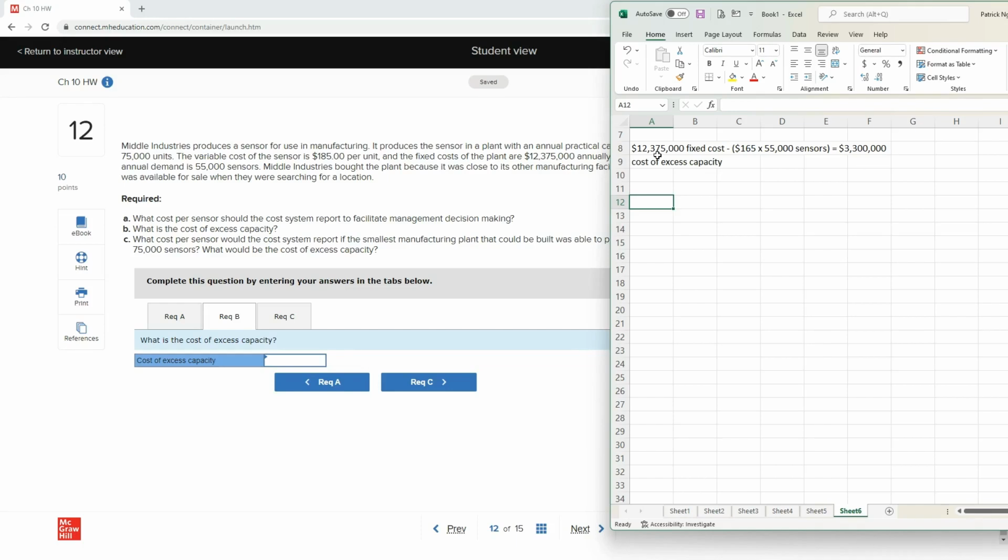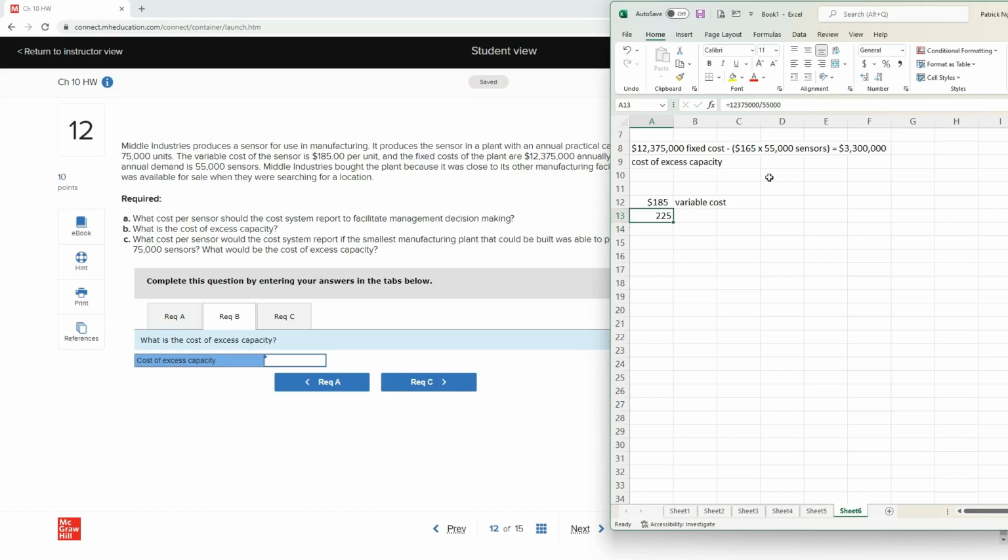So now to calculate cost per sensor, we're going to do 185 for the variable cost of the sensor. And then for the fixed capacity cost, we're going to do the 12,375,000. But instead of dividing over the 75,000 sensors, which is the practical capacity, we're going to divide it among the 55,000 sensors, which is the actual current demand for the sensors.